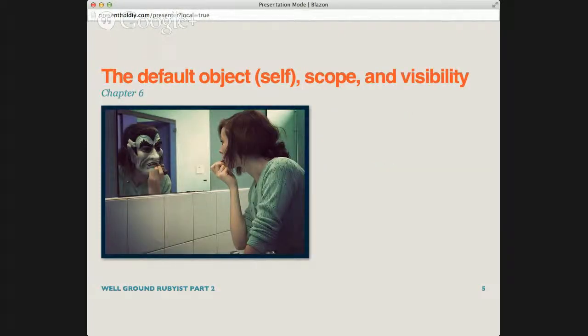So, the default object self, this is chapter 6. We went through, it's actually not chapter 6, it's chapter 5. I need to fix that. Yeah, because we went through chapter 4, so that should be 5.